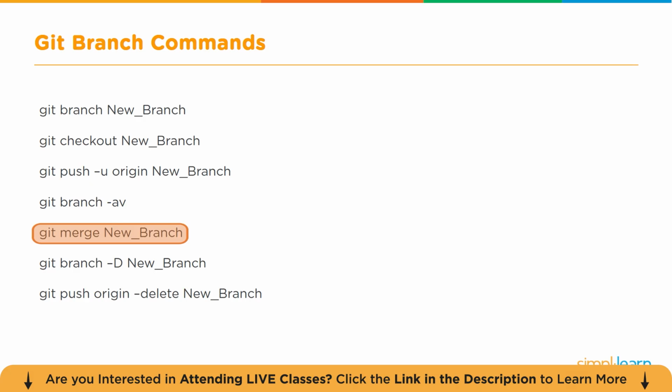So once you merge the contents of any branch, you would possibly want to go ahead and delete this branch. So the command to delete the branch locally is git branch -D and the name of the branch. This again would delete the branch locally.